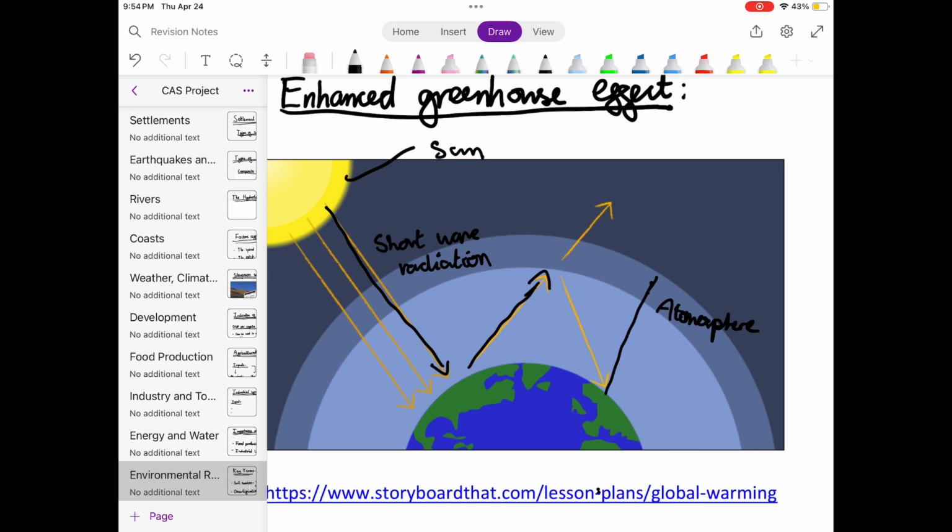So long wave radiation gets trapped, and this can lead to an increase in the temperature because there's more long wave radiation trapped within the atmosphere. And that is basically what the greenhouse effect is. So it will be reflected back into the atmosphere, as you can see in this diagram.